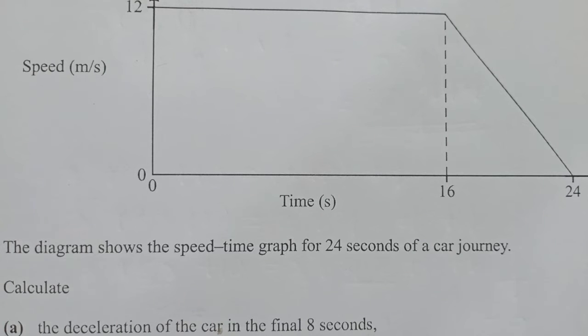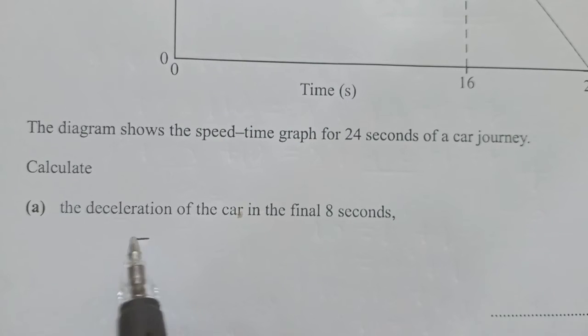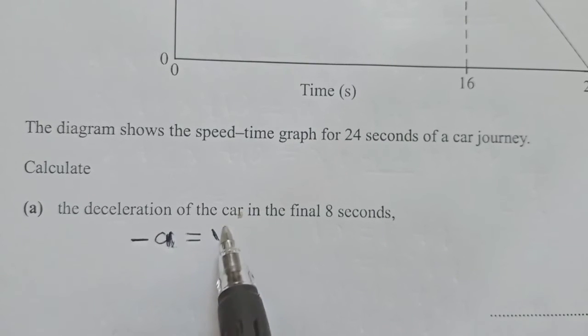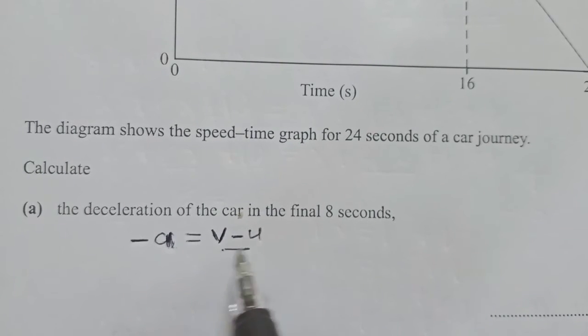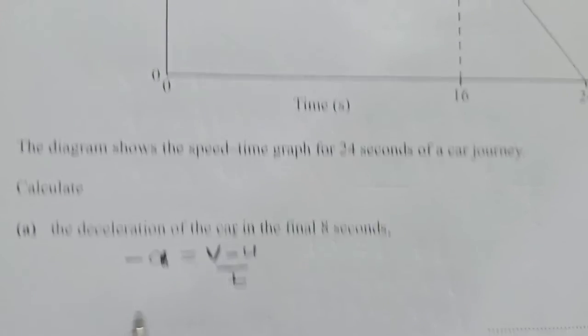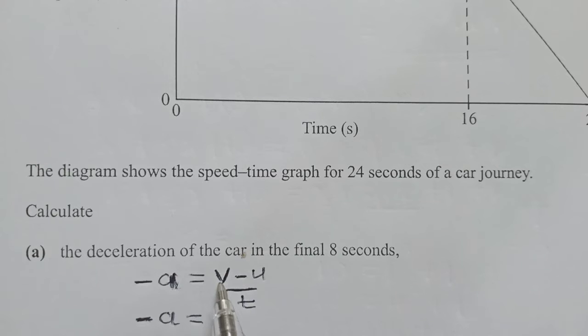So we have to know the formula for finding deceleration. We may use the deceleration formula, whereby we get the acceleration formula, we put a negative here, and then we say final velocity minus initial velocity over time. Okay, so what is our final velocity in this case? So we shall say negative a is equal to our final velocity, which is 0, minus our initial velocity, 12, over time 8.